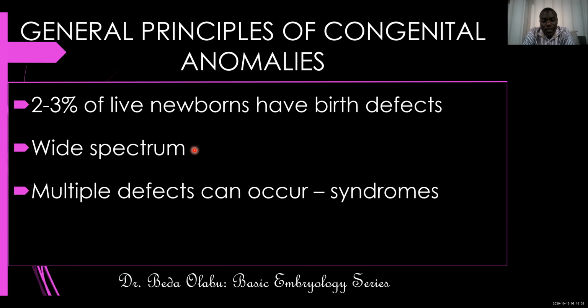Multiple defects can occur within a single individual, and some of these defects may constitute syndromic pictures. I have already defined what syndromes is. So you can have a child with a particular syndrome, and that means that within that particular child, you're going to have multiple defects, at least 3 defects. You may also have just a single defect, not a big deal.